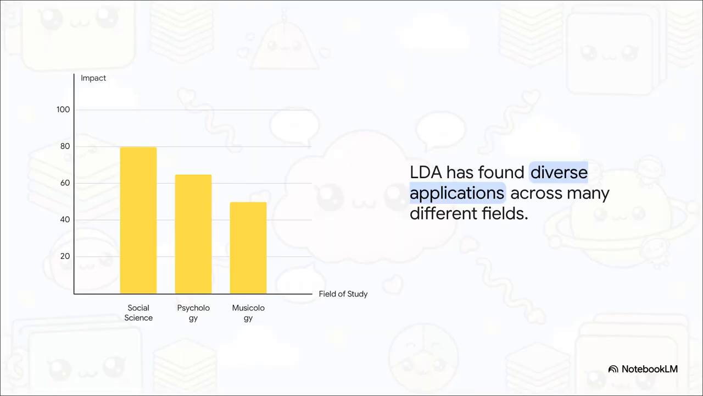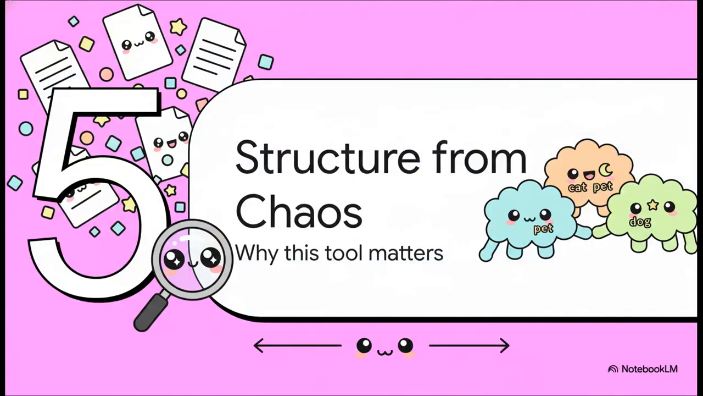The applications today are just wow. Social scientists use it to make sense of millions of tweets during a public health crisis. Psychologists have used it to find common themes in how patients describe themselves. People have even used it on music to find underlying tonal patterns. The data is different, but the core idea is exactly the same. Find the hidden structure.